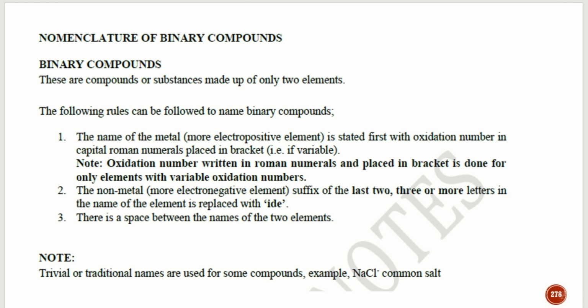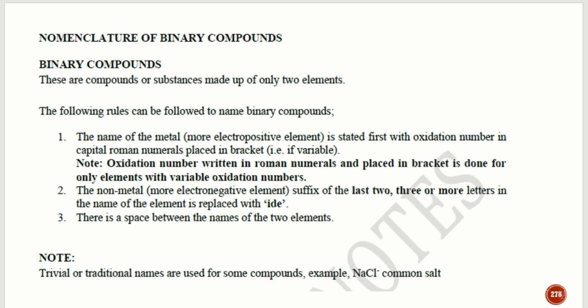Now that we know how to name simple anions, let's try to combine both the simple anions and the simple cations together to get what we call binary compounds. In a binary compound, we are saying that these are compounds that are made up of only 2 elements. So the chemical composition is just 2 elements. How do you name a binary compound?